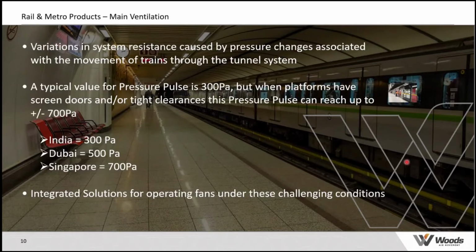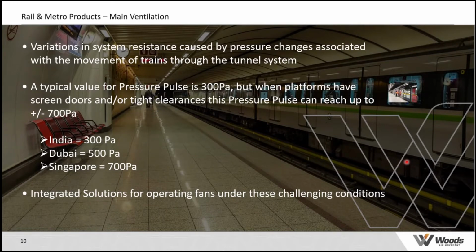Now, depending on where you are in the world and the design of the system, this pressure pulse can be anywhere from 300 pascals, which it typically used to be, up to say 700 for the MRT system in Singapore. And I have seen projects elsewhere in the world where it's been double that, so over 1400 pascals, so very, very high. And this happens every time that there's a movement of a train through a station.